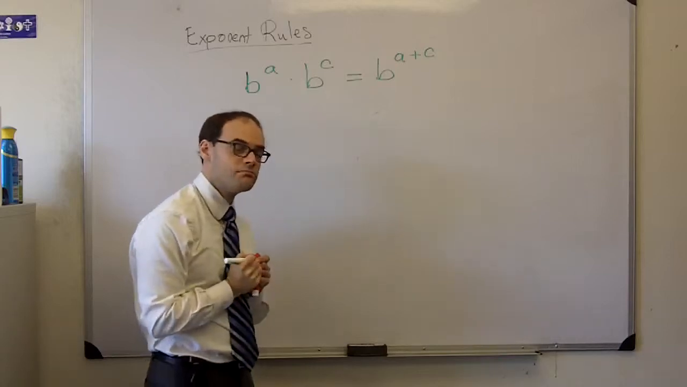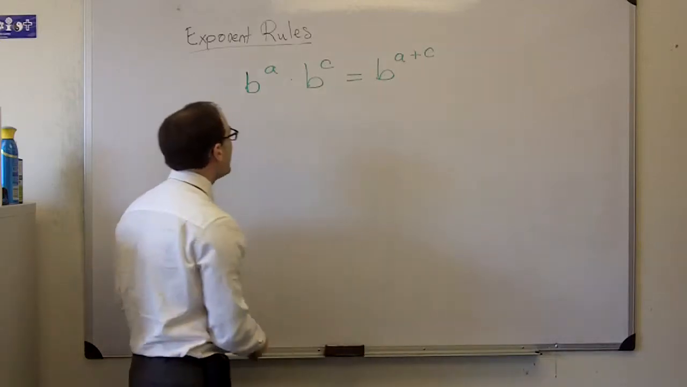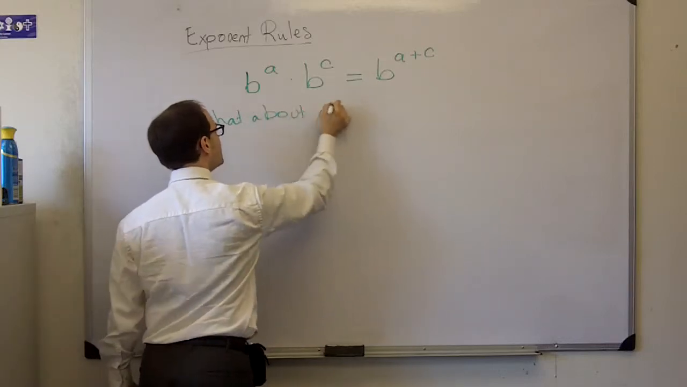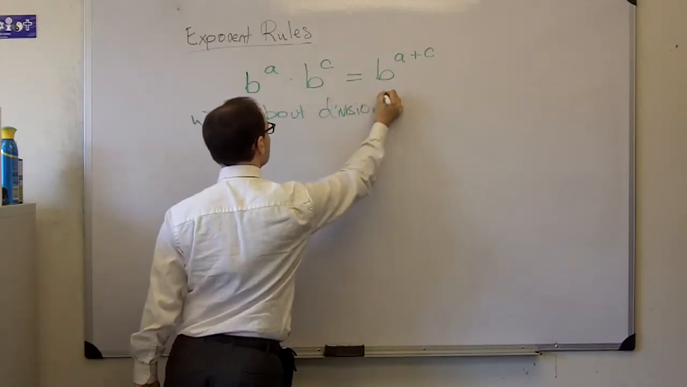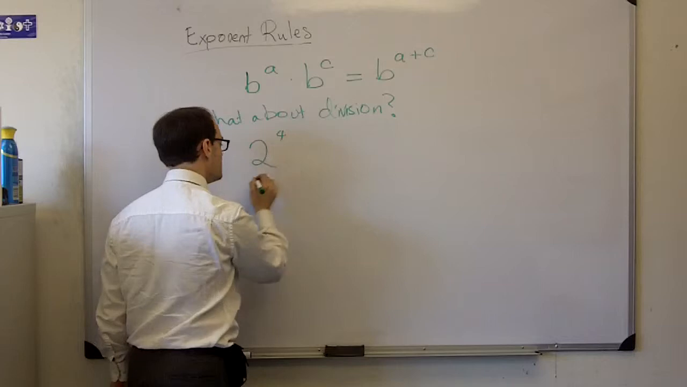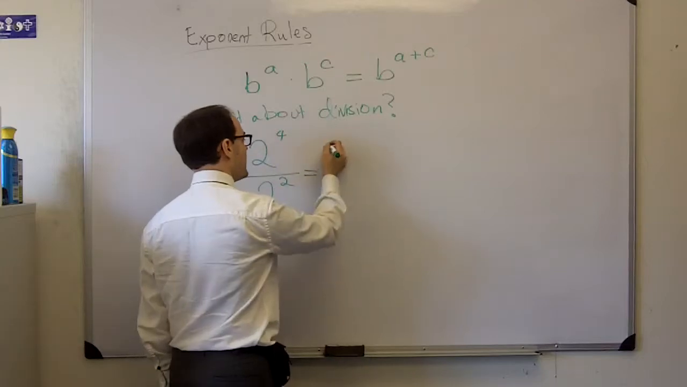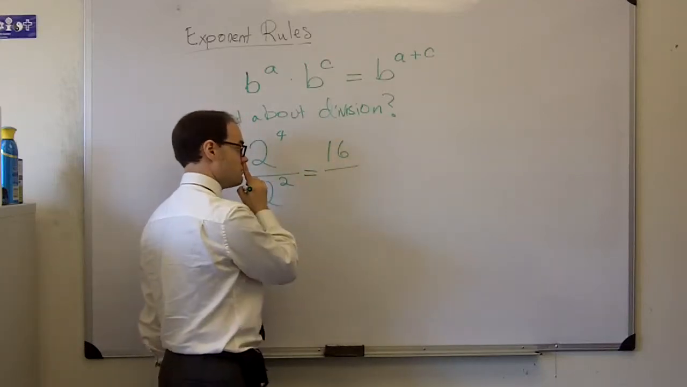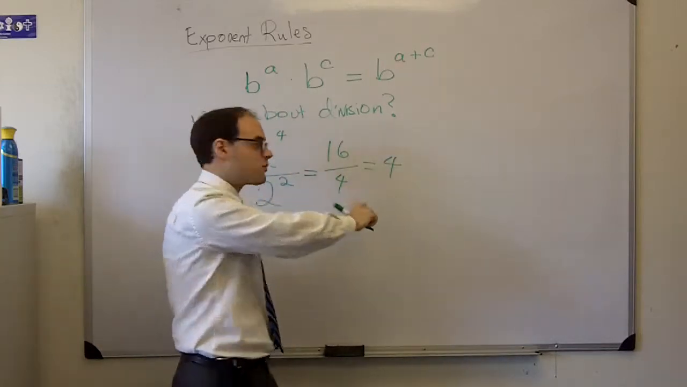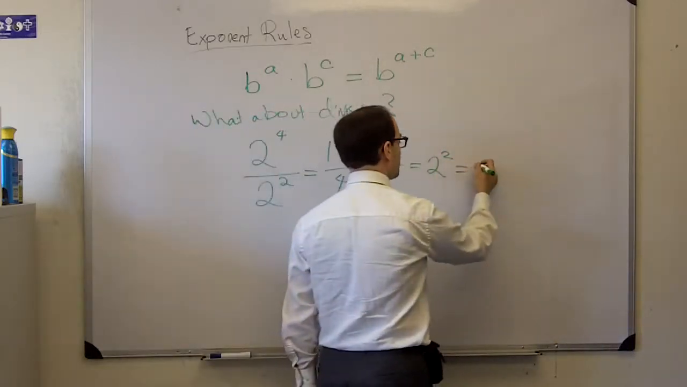Now, that's pretty nice. Now, what about if, instead of multiplying, I divide? So what about division? Well, let's do the same kind of idea. So what is 2 to the 4 divided by 2 to the 2? Well, what's 2 to the 4? That's 16. And what's 2 to the 2? That's 4. And 16 divided by 4 is 4. Which, wait, let's put that as a power of 2. That's 2 squared.